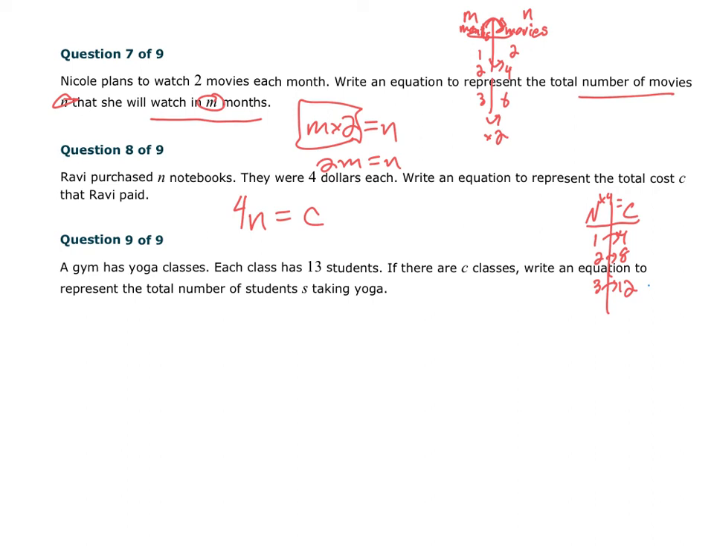Okay. Next one, same thing. A gym has yoga classes. Each class has 13 students. There are C classes. Write an equation for the number of S students. 1 class, 13. 2 classes, 26. 3 classes, 39. The way I get from C to S, I'm multiplying it by 13. So 13C equals S. All right, that is how we are going to write equations. We can solve them, but for now, we're mainly writing.